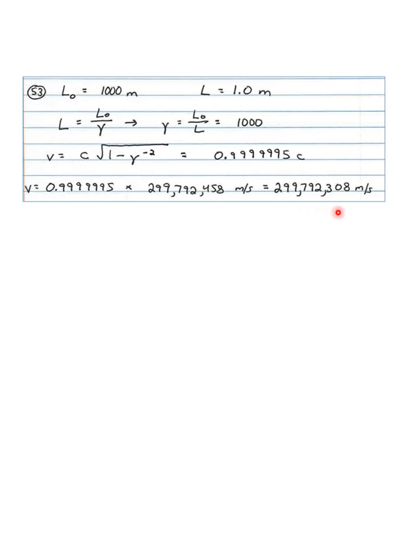So when we multiply those, we get that the proton must be moving at 299,792,308 meters per second. So if you compare that with the speed of light, it's only 150 meters per second shy of the speed of light.